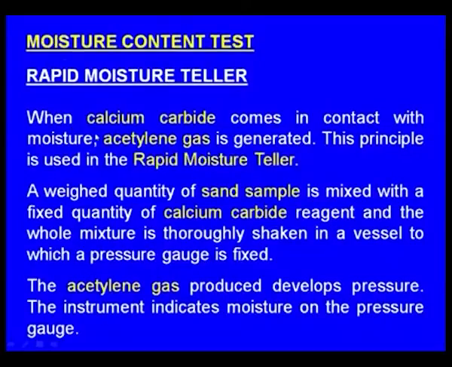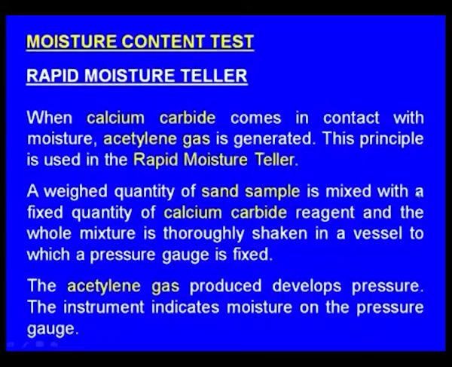How? This is a small equipment. When calcium carbide comes in contact with moisture, acetylene gas is generated. This is well known to us. Now, this principle is used in the rapid moisture teller. A weighed quantity of sand sample is mixed with a fixed quantity of fine calcium carbide reagent, and the whole mixture is thoroughly shaken in a vessel in which a pressure gauge is fixed.